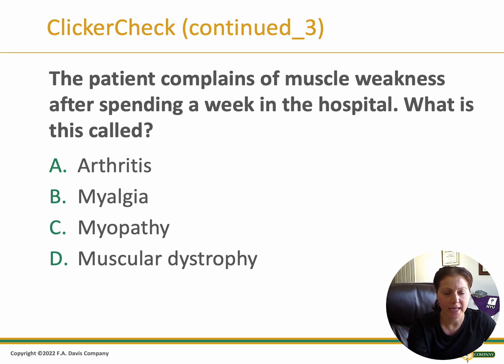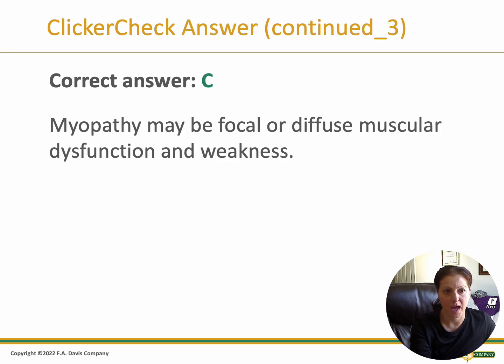So a patient comes in to see you and complains of muscle weakness after spending a week in the hospital. What is this called? Arthritis, myalgia, myopathy, or muscular dystrophy? If you said myopathy, you are correct. Myopathy is more of a focal or diffuse musculoskeletal dysfunction and weakness, and it could be more acute than chronic.